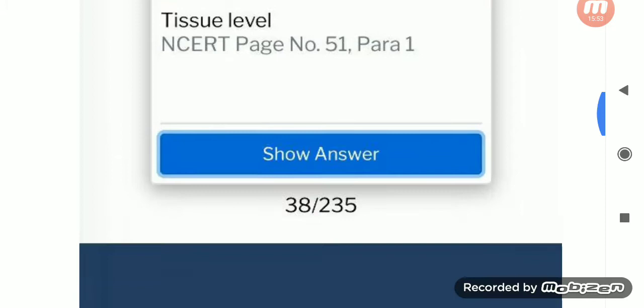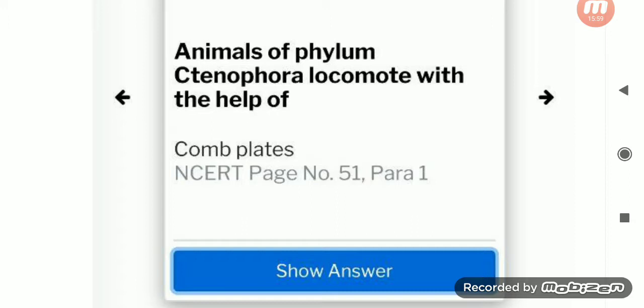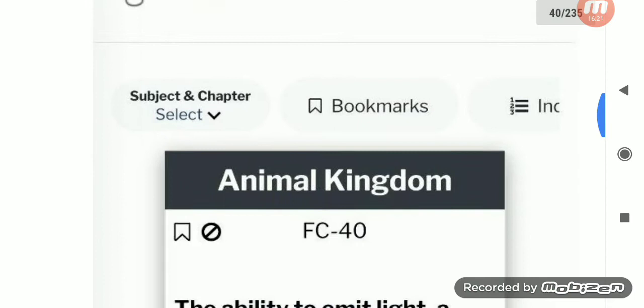Animals of phylum Ctenophora locomote with the help of comb plates.